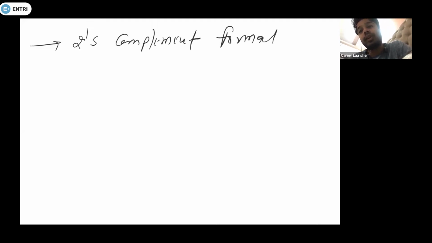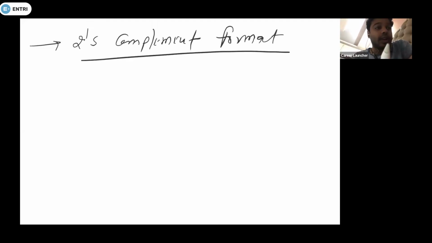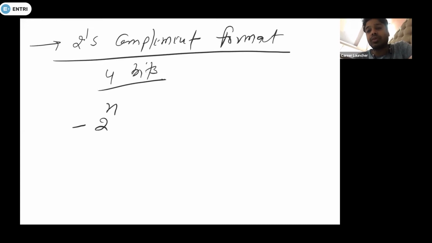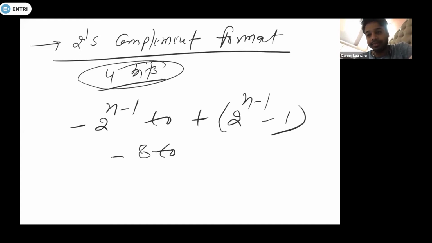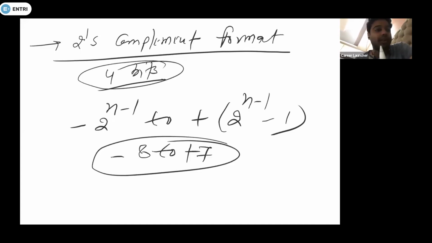Okay, the register size here is 4 bits only. The range of an n-bit 2's complement number is minus 2 raised to the power n minus 1 to plus 2 raised to the power n minus 1, minus 1. So what is the 4-bit range? Minus 8 to plus 7.